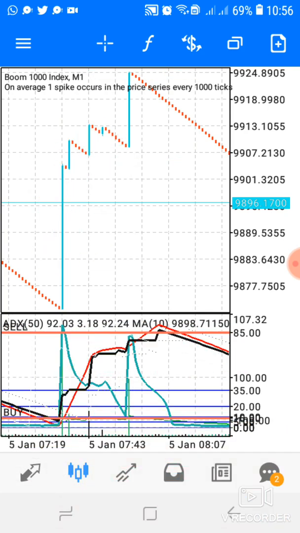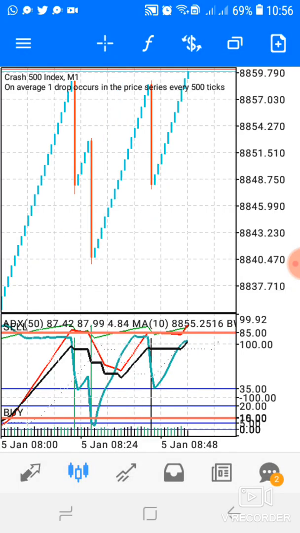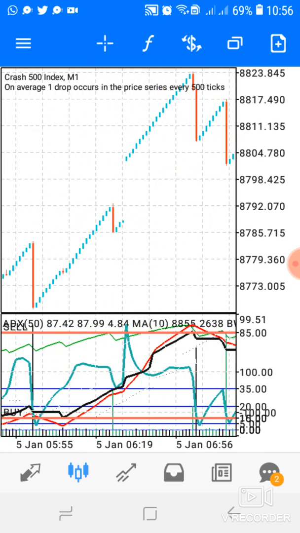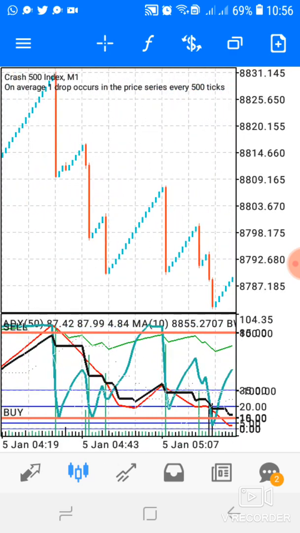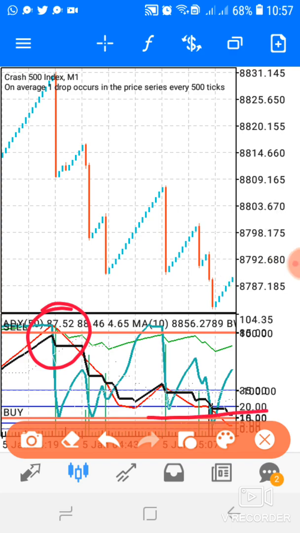When you go to Crash, let me select Crash. For example, Crash will come to this point here. Look at this point. You will sell and hold until it comes and hits this buy floor. Once it hits the buy floor, you can exit the trade and enter for a buy.